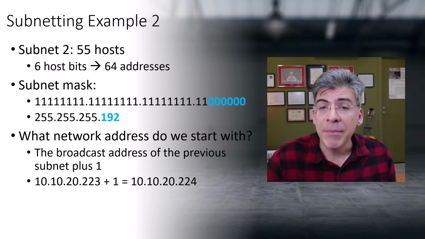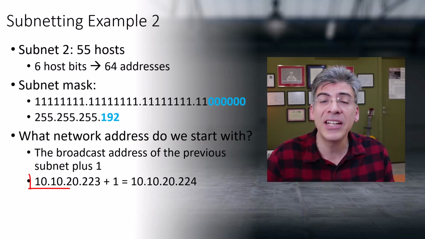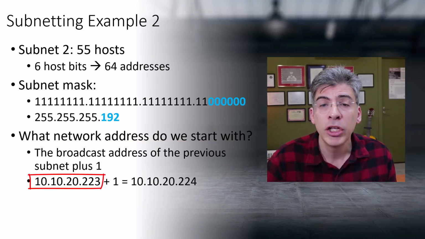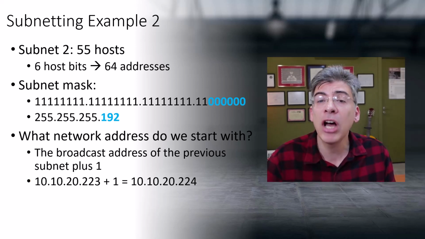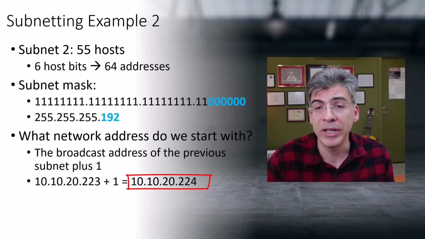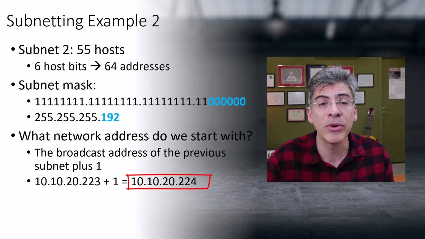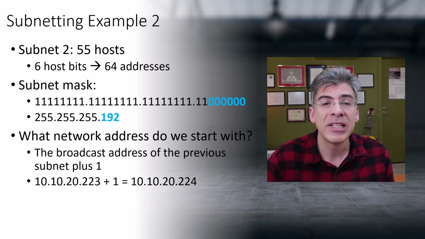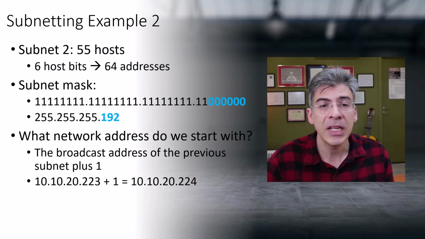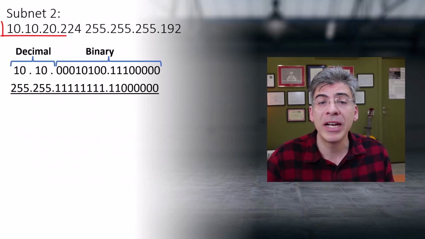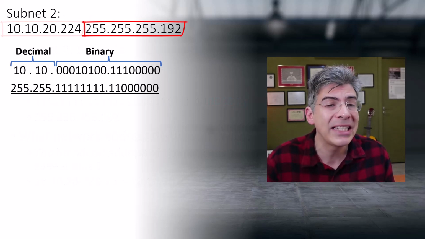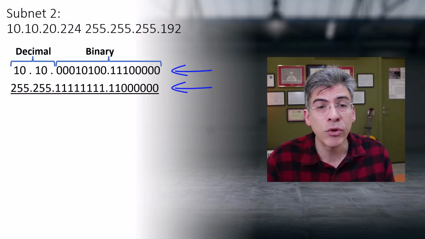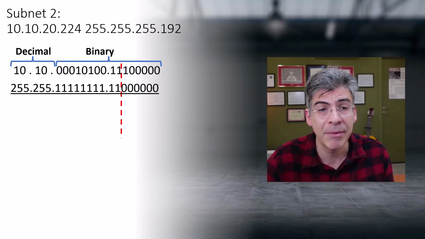So for our first subnet, we had a broadcast address of 10.10.20.223. Adding 1 to that, we get 10.10.20.224. So this is our network address for subnet number 2. Now once again, we use our network address and our subnet mask, and we are representing the last 2 octets in binary. We then draw a line separating the host portion from the network portion based on the subnet mask.